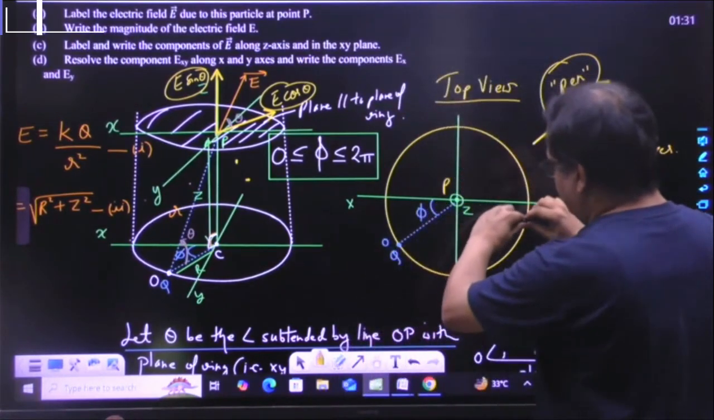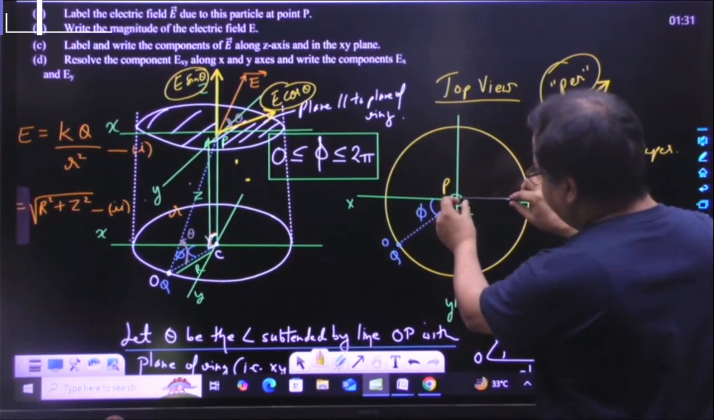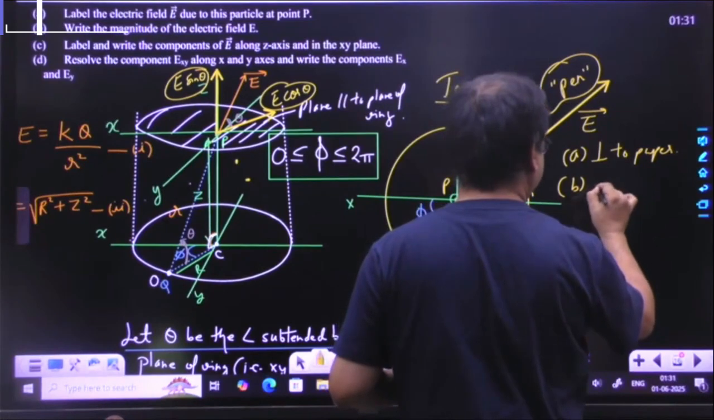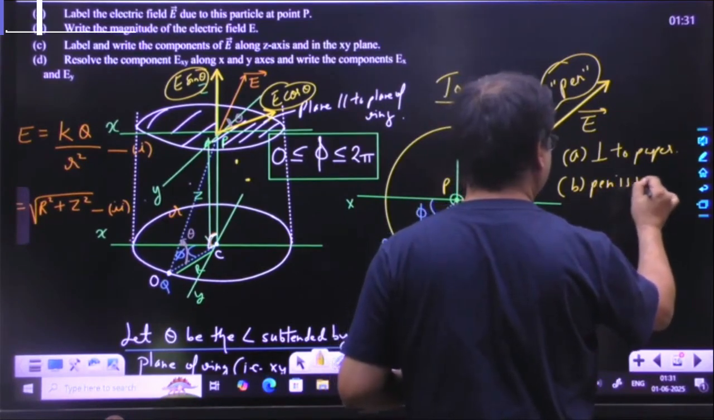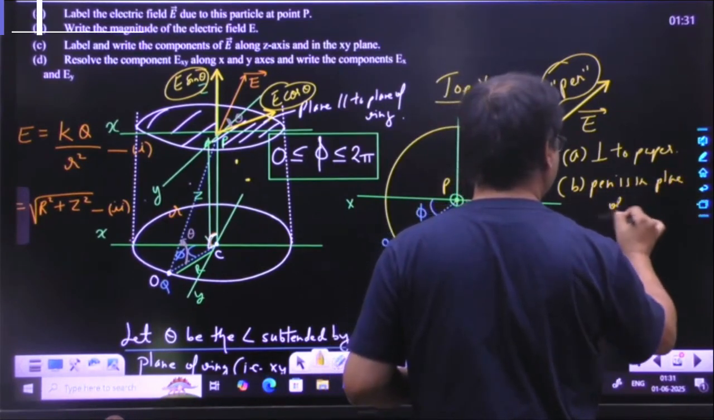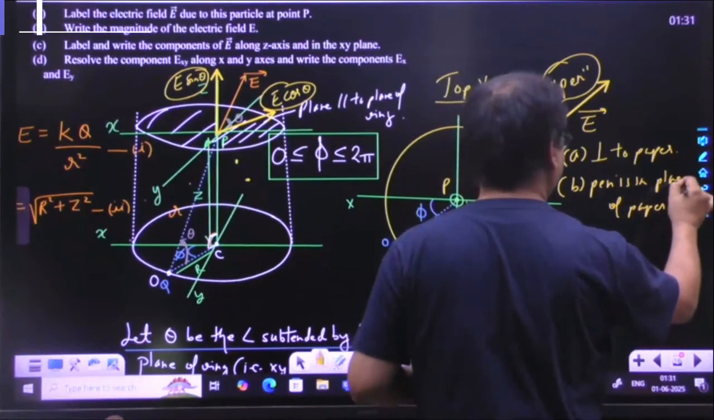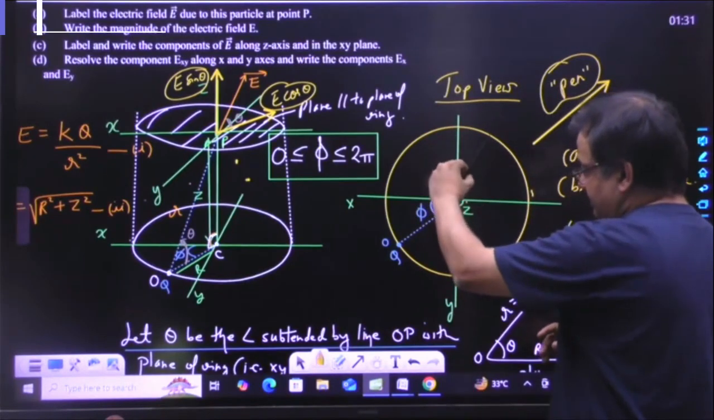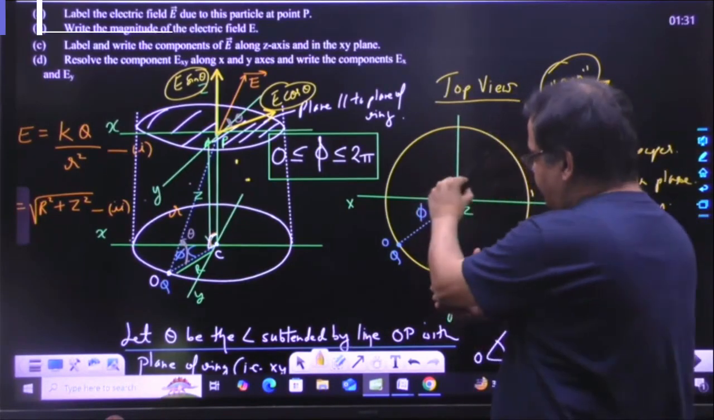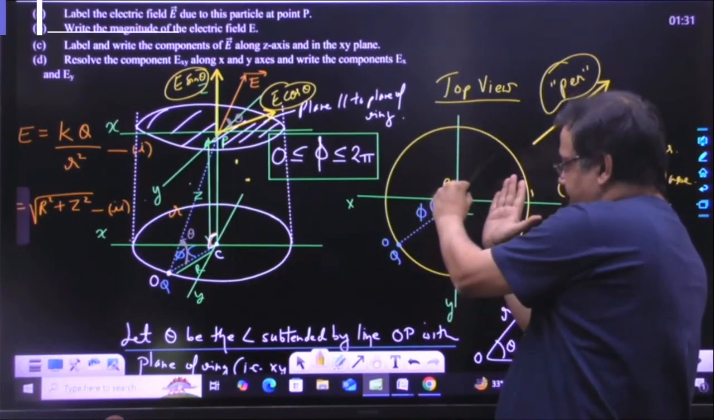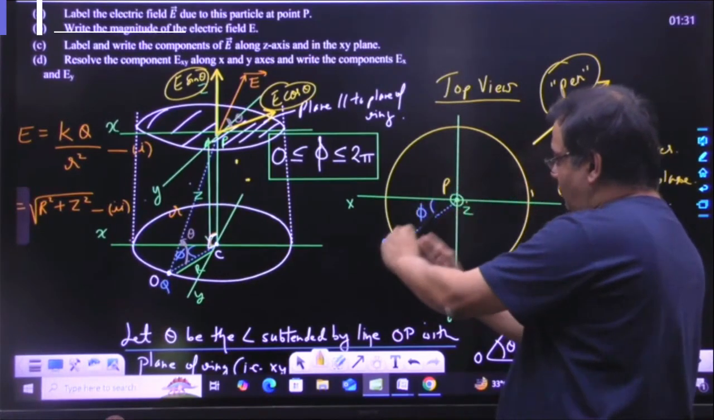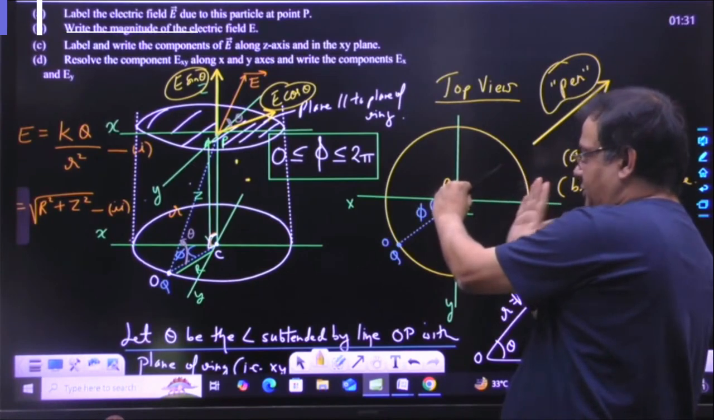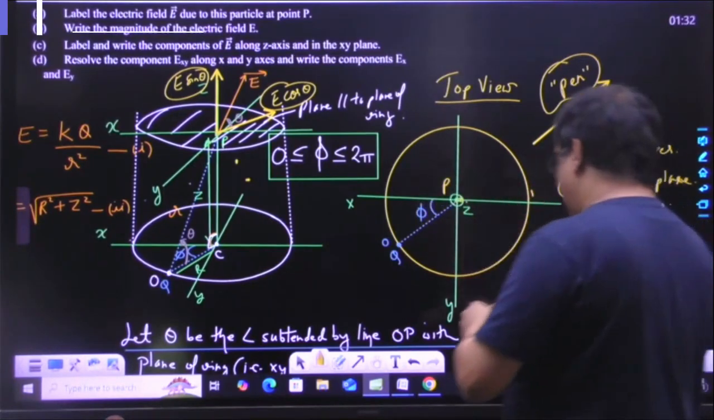And option B, the whole pen is in the plane of paper. Will it be the correct orientation? Or option C, the tail of the pen is at a point P and it is a little bit tilted, going along the line OP, but elevated from the paper. So will this option be correct?